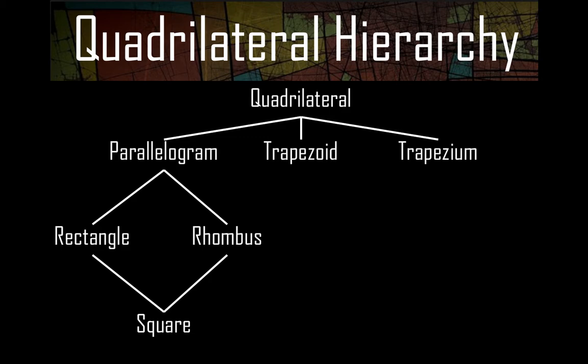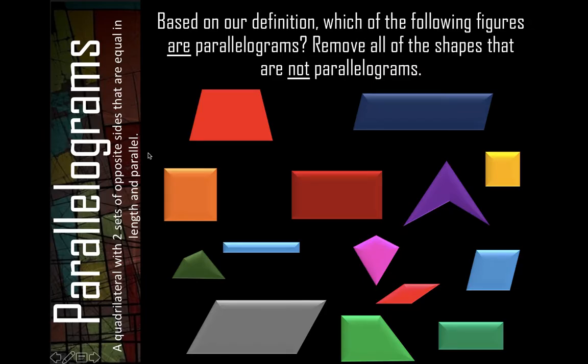So we talked about our main topic, quadrilateral, a shape with four sides. That can be broken down into three different categories. Parallelogram, two parallel sides. Trapezoid, one parallel side. Trapezium, zero parallel sides. A parallelogram can be broken down into rectangle, rhombus, or square. Those are different types of parallelograms, which we're going to talk about in a second. A parallelogram is a quadrilateral with two sets of opposite sides that are equal in length and are parallel.